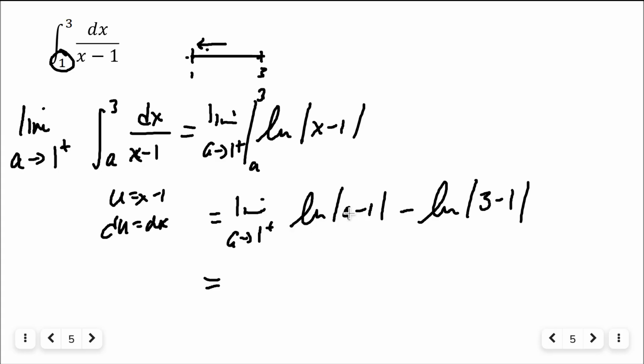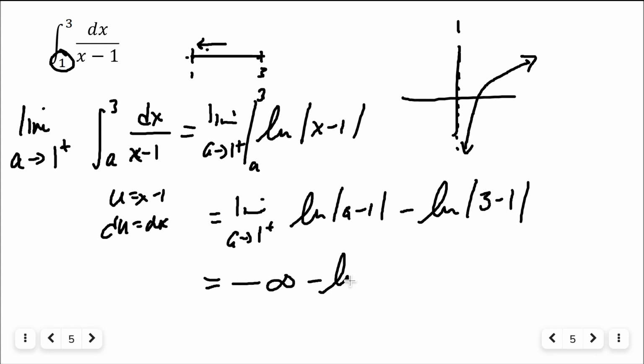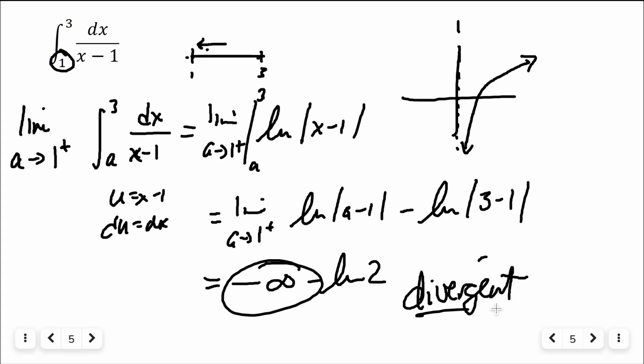So as a goes to 1 from the right, you get 1 from the right minus 1. That's the natural log of 0. The graph of the natural log has a vertical asymptote here. As the input goes towards 0, the function goes down, so y goes to negative infinity, minus ln 2. So you can forget it. This is divergent here, because we end up with one of the evaluations being at infinity.